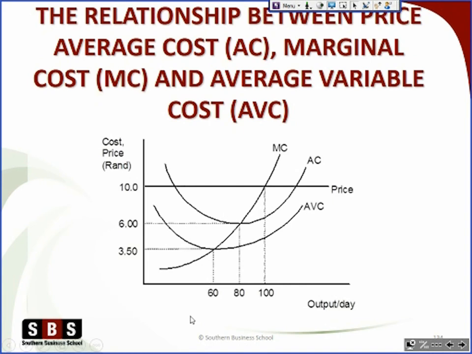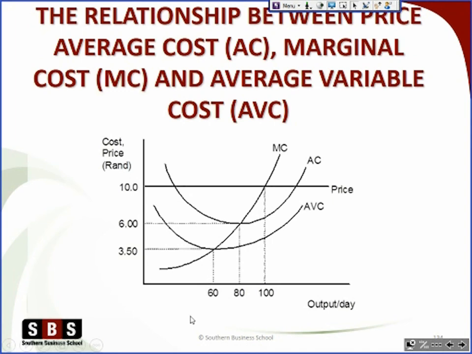At the price of 10 Rand, your marginal cost will be 100 Rand. At the price of 6 Rand, your marginal cost will be 80 Rand. And at the price of 3.50 Rand, your marginal cost will be 60 Rand. You've got to be able to read this graph. So this slide is important for the exam, I can assure you. What kind of question will it be? From a given graph, go and interpret and calculate the values as asked.